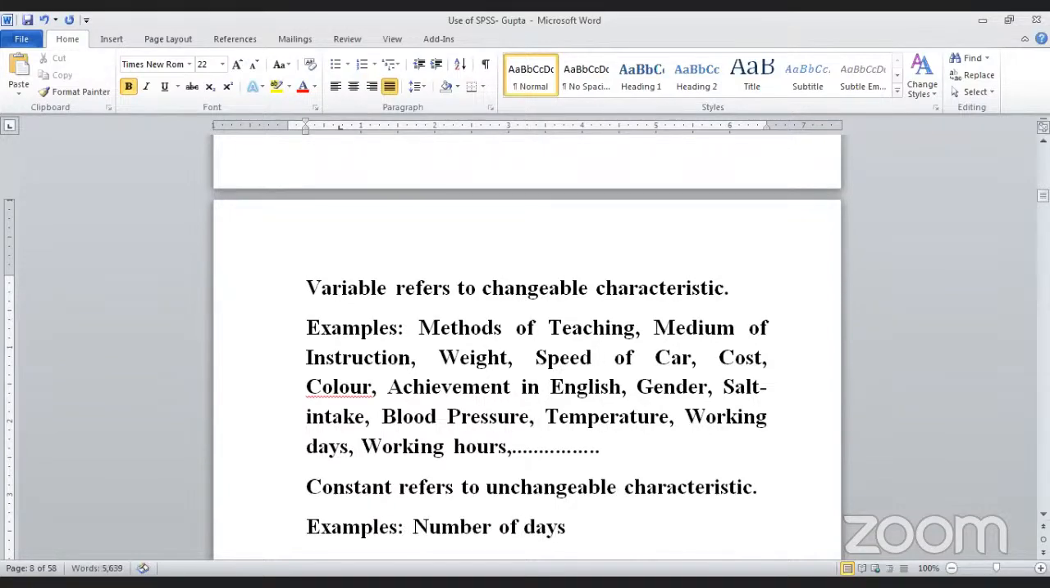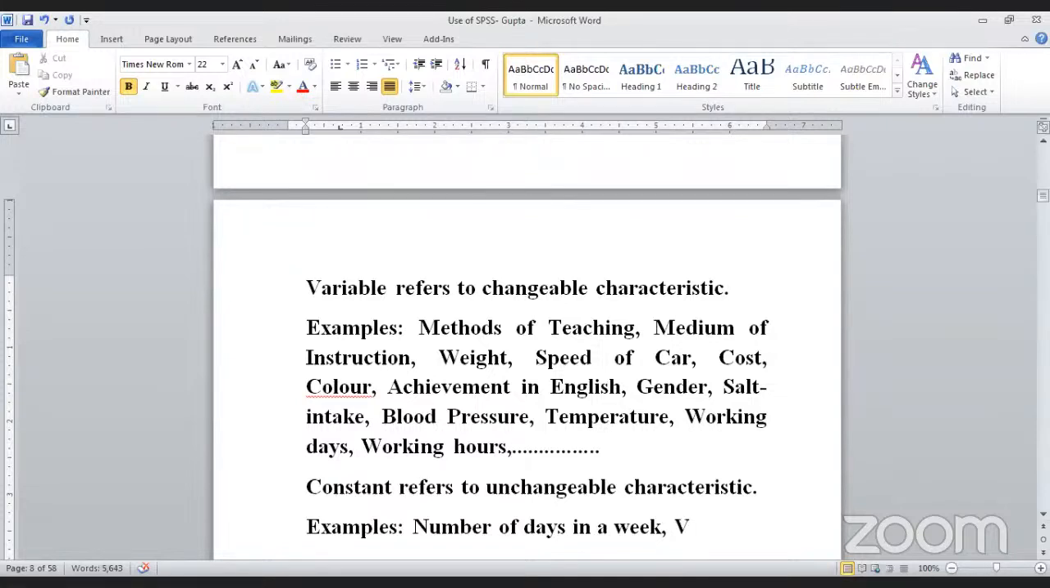Number of days in a week. If you ask anyone, everyone will say there are 7 days in a week. But working day is not a constant, it is a variable. Because some people might have 7 days working, some 6, some 5, and some might have 4 days working. In some countries, they have now started having 4 working days. So that depends upon. Okay.